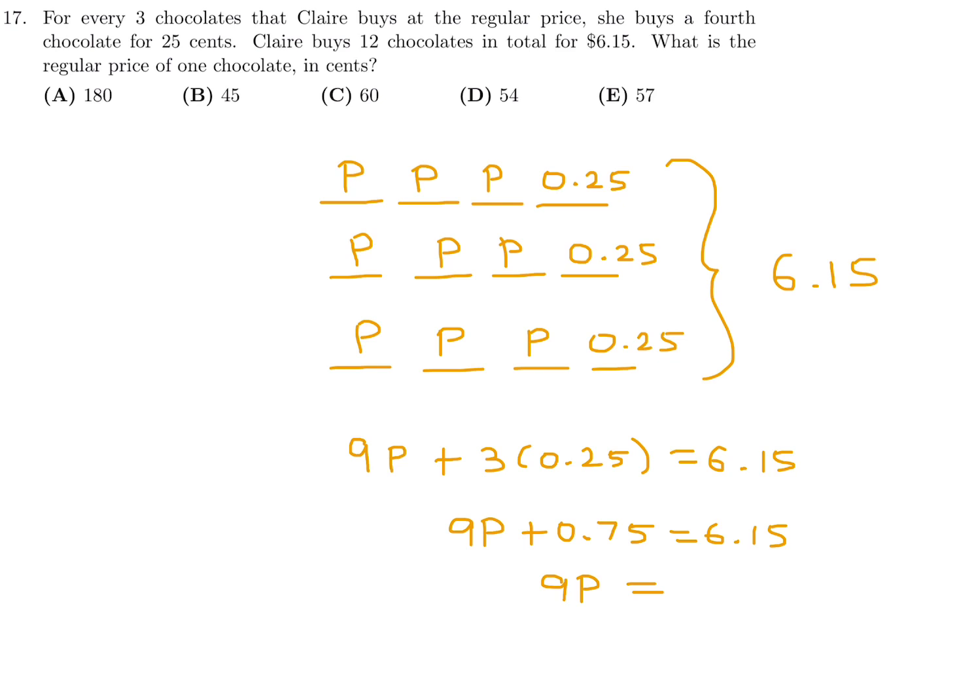Subtract from both sides. So what is that, 540? Yeah, 540. And then 540 divided by 9 is 60.6, which is basically 60 cents. And that means the regular price, which I represented by P, was 60 cents. So number 17, the answer is C.